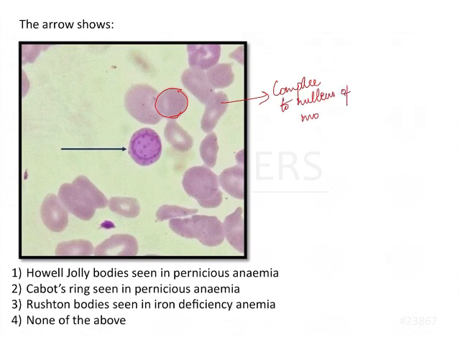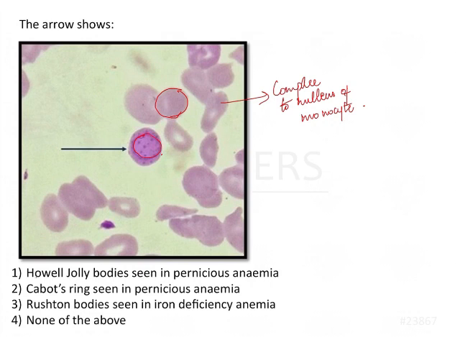of the monocyte. So for a normocytic RBC, the size is the same as that of the nucleus of the monocyte. If it is micro, it is smaller than that, and if it is macro, it is greater than that. So this is an RBC, and it is showing a typically ring-like structure over here.